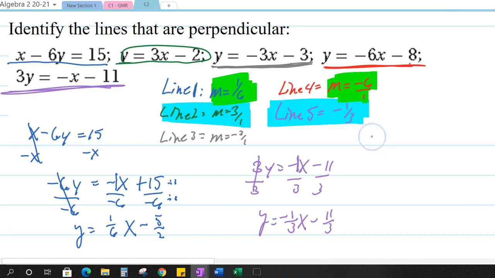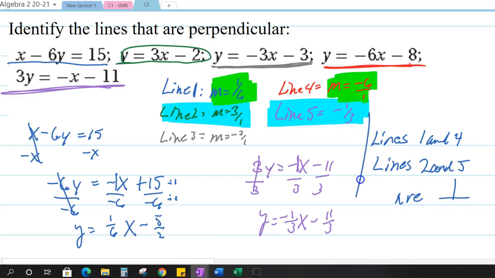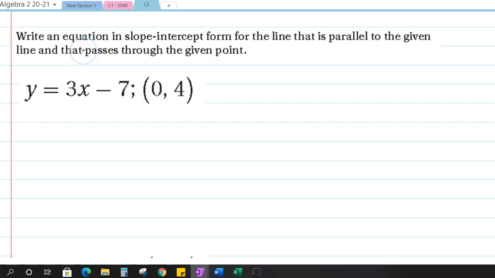So my answer will be lines 1 and 4, lines 2 and 5 are perpendicular. So here I had two sets of lines that were perpendicular to each other. So that was identifying lines that are parallel and perpendicular. Now we're actually going to have to start writing lines that are parallel and perpendicular.